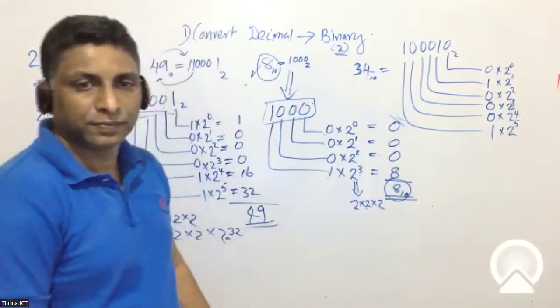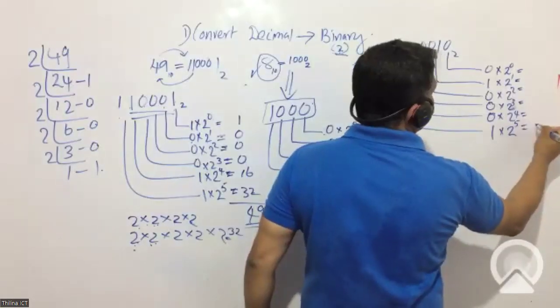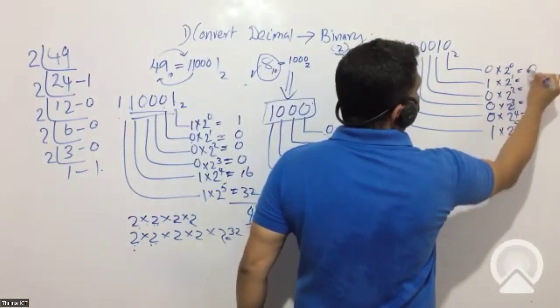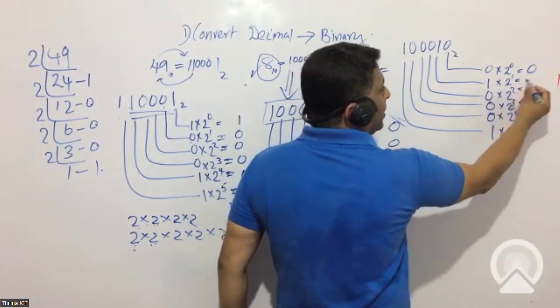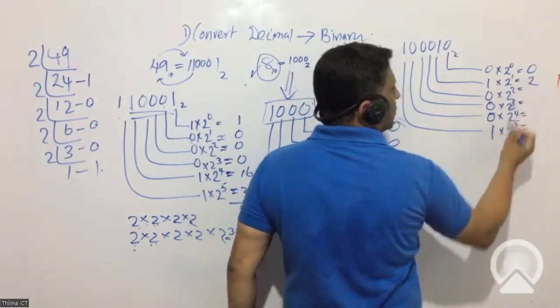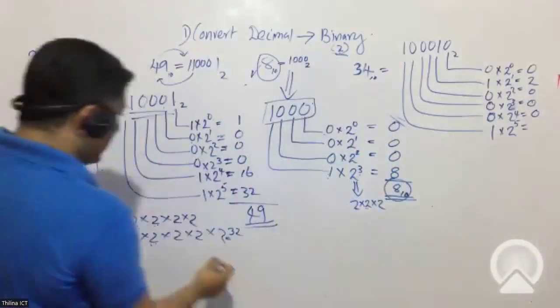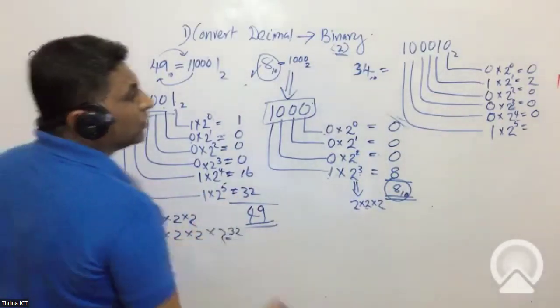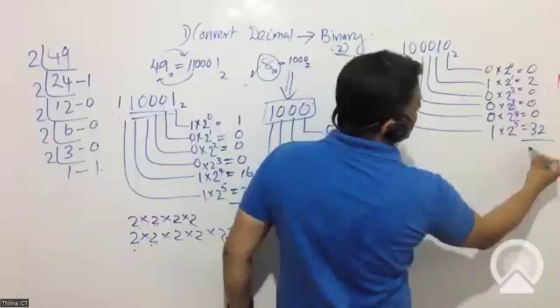Is this correct? Yes, sir. It's correct, no? So do the calculation. 0. 2 to the power 1, that's 2. 2 into 1, 2. 0, 0, 0. 2 to the power 5, we found here, that's 32. 32 into 1, that's 32. 32 plus 2.